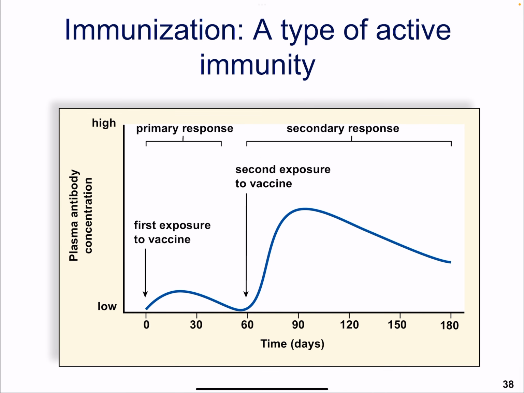Now here, you are shown that when an individual is exposed to an infectious particle, so the first exposure, a purposeful exposure through a vaccine, we're going to see a response that is going to be relatively short-lived, okay? And is going to be relatively low as well.